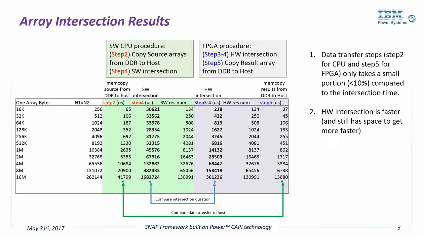The array access time for software is step 2, and the array access time for the FPGA is step 5, corresponding to the steps in the previous two charts. The intersection algorithm time is step 4 for software and step 3 to 4 for FPGA. Sure enough, the FPGA outperforms the software by 4 times or more.